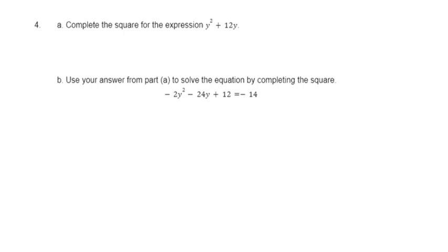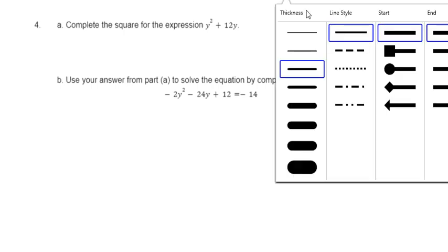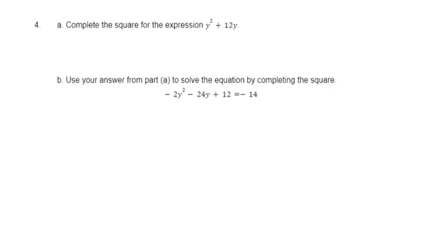Now, in this video, we're going to use our completing the square technique that we went over. We are going to initially do just the completing the square, and then we're going to use that to solve an equation. It's a slightly more involved one, but it's definitely something you can do.